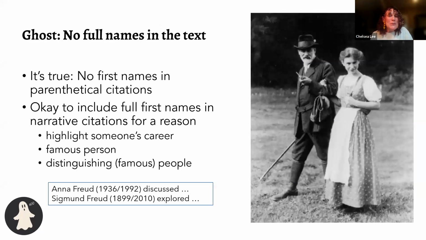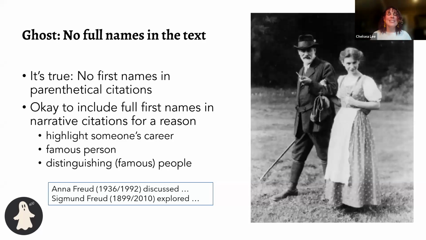Another common GHOST guideline is that no full names are allowed in the text, and that is true in parenthetical citations. So in parenthetical citations, you will have written your sentence and then you put the source inside of parentheses. If you're doing that, just put the surname of the author in parentheses. However, it's okay to put the full name or the first name in the narrative citation or in your regular text if you have a reason.